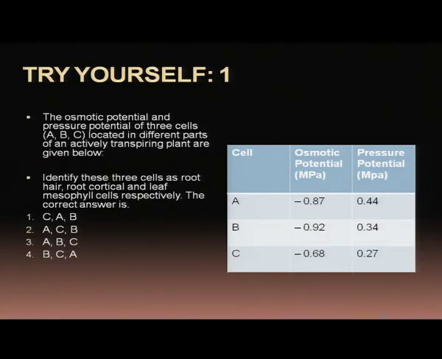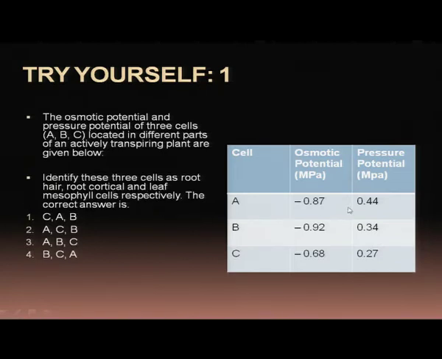Now, in the last part of the class, I had given you some questions also. I hope you have tried to solve them. Let us try to solve them here. The first question was: the osmotic potential and pressure potential of three cells, namely A, B and C, located in different parts of an actively transpiring plant are given below. So, these are the three cells and their osmotic potentials and pressure potentials are given here, and you have to identify which of them is the root hair, which is the root cortical cell, and which is the mesophyll cell.